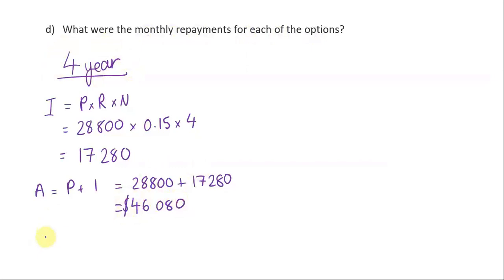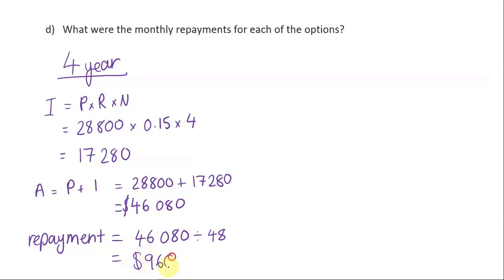So that each repayment, we'll call that repayment, is equal to the total amount, and we're dividing that up into 48 payments over 4 years. And so that gives us an amount of $960 for each repayment. So over the 4-year span, the repayments on the loan, $960. Let's have a look at the 8-year loan.